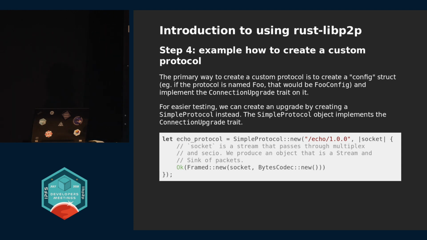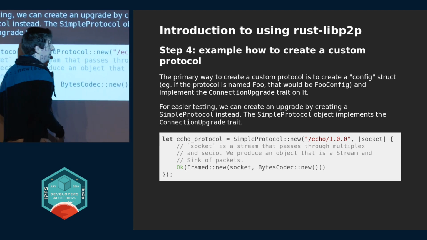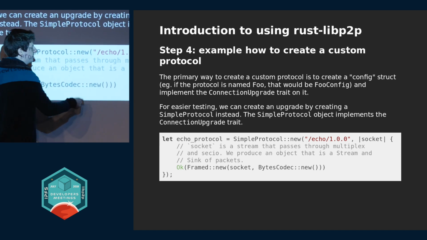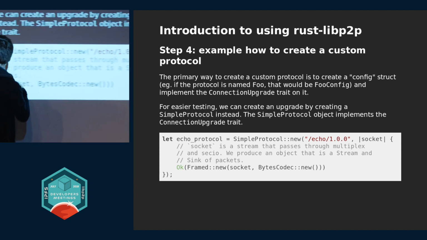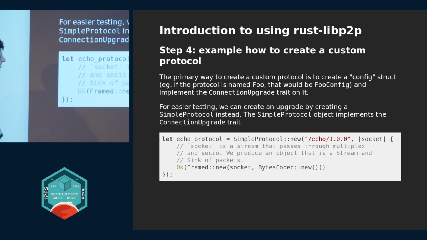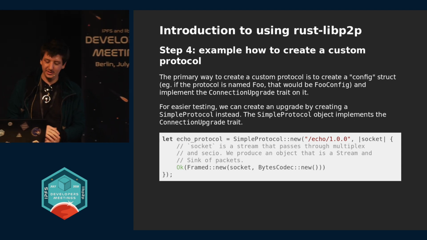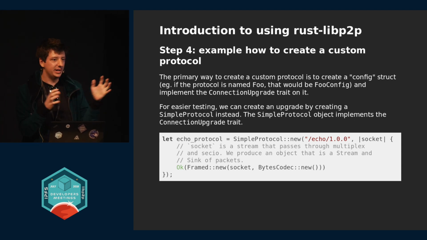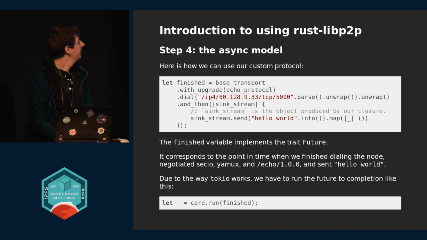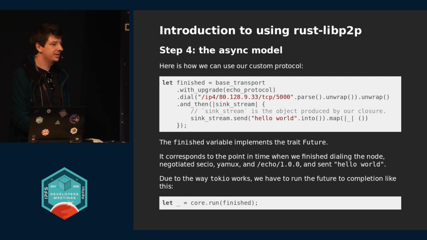So what happens? This is the name of a protocol that is negotiated with multistream-select. And whenever we successfully negotiate echo, we enter this closure. That's a closure. That's a function. We enter this closure with the socket, and we return whatever we want. So here it's, I didn't explain this line of code, but basically means that we are adding a length at the beginning of each packet so that it's correctly delimited. This is how we use it. So exactly the same as I showed before.